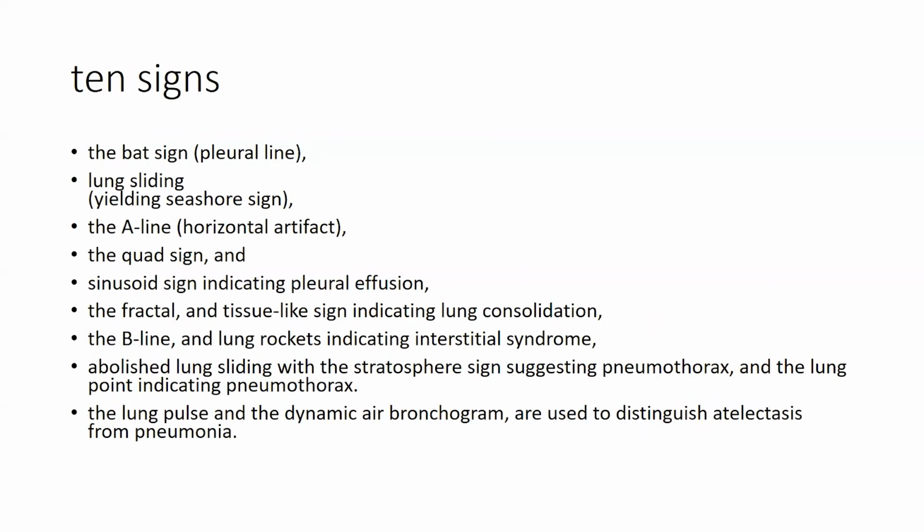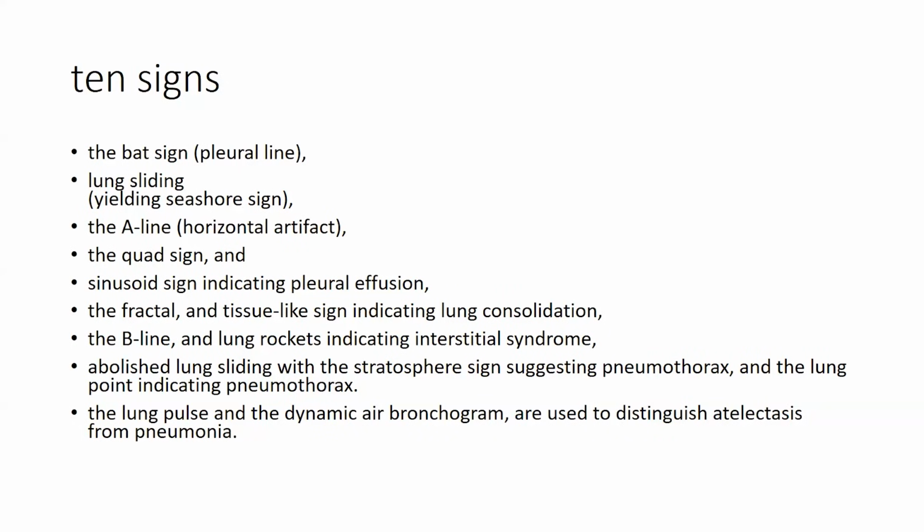So the most important 10 signs that we need to understand today are, first of all, the bat sign, the pleural line, or the A profile, which I'll be telling you about. Then the lung sliding sign, the seashore sign, the A lines, how do they look? Quad sign or the sinusoid sign, which we see in cases of pleural effusion. Then the fractal sign or the shred-like, tissue-like sign, which we see in cases of lung consolidation. The B lines, which we see in the form of lung rockets, and they are typically seen in cases of interstitial syndromes. I'll go through what I mean by interstitial syndrome.